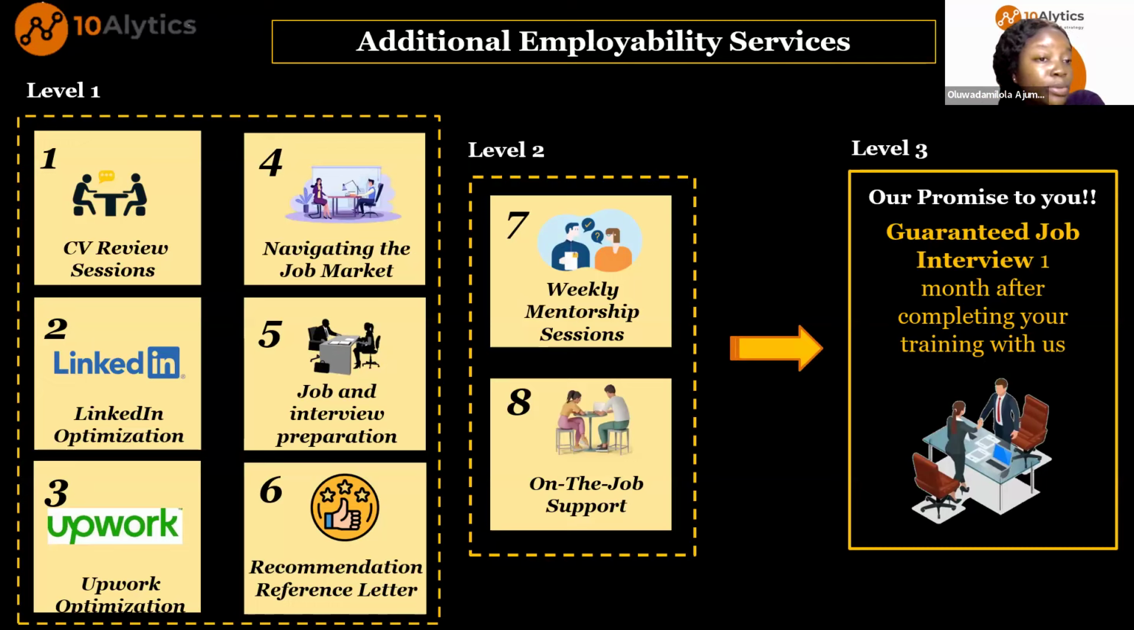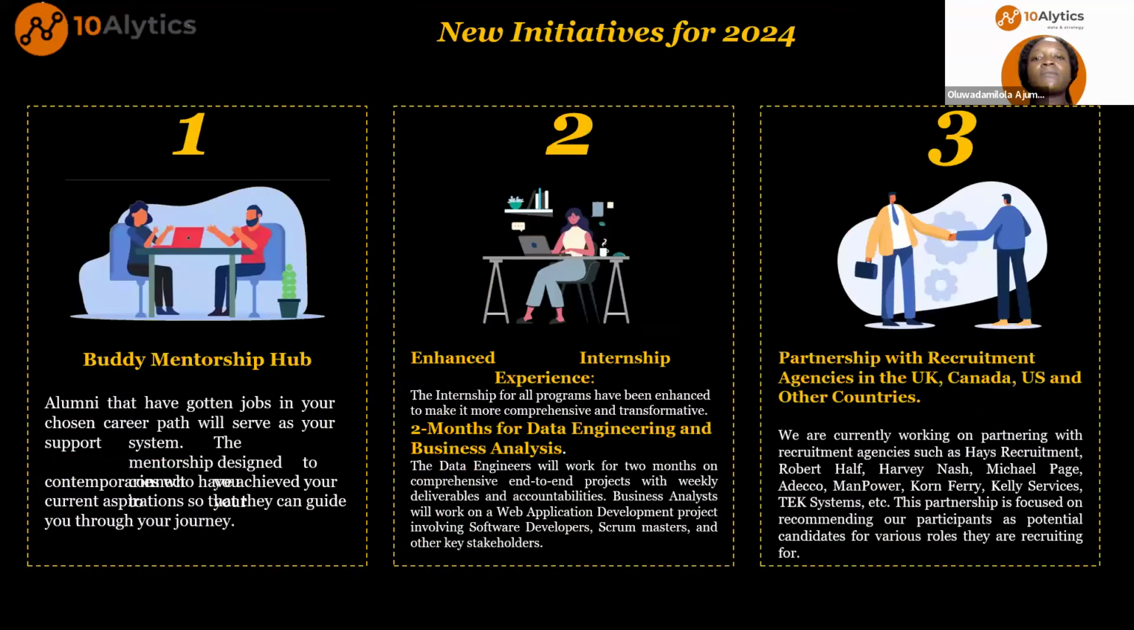Then you also get the on-the-job support. We promise that if you've gotten your job and for the first 2 months you need assistance, we'll definitely get you on the job support. Then the level three is the I promise to you, which is a guaranteed job interview 1 month after completing your training with us. Okay, so these are the new additional initiatives that we have added to our program this year.